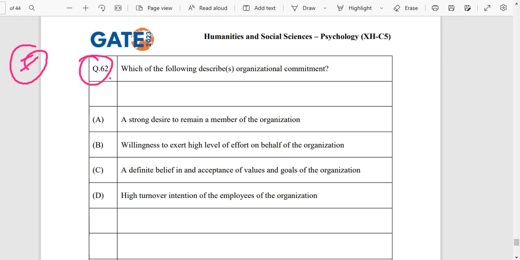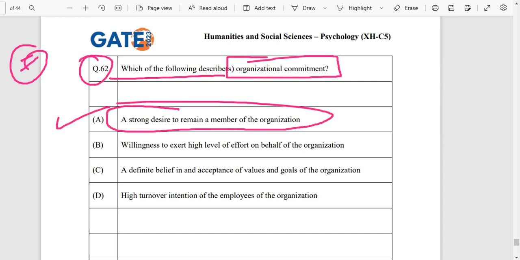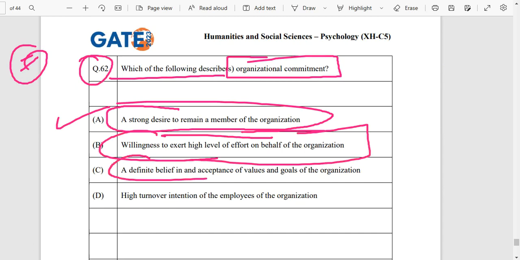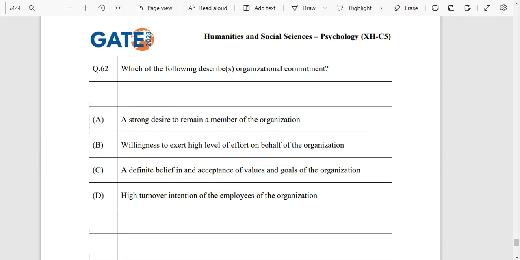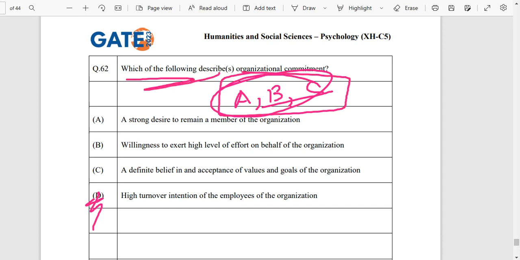Okay, so question number 62. Which of the following describes organizational commitment? A strong desire to remain a member of the organization, willingness to exert a high level of effort on behalf of our organization, a definite belief in and acceptance of values and goals of the organization. So A and C go with part 1, and B should also be the answer. So the answer should be A, B, and C. D will not be the answer because it's not about a high turnover intention of employees. It's about low turnover or maybe something like that. So A, B, C should be the answer.